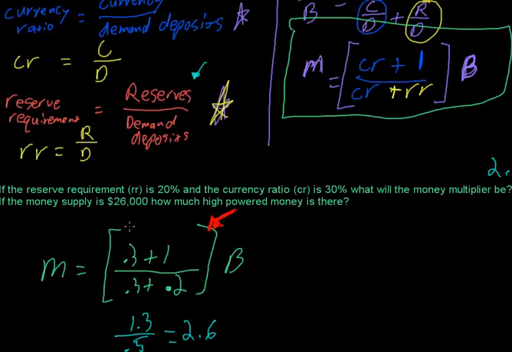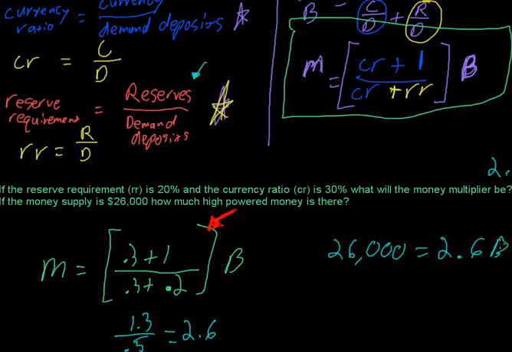Okay, so if the money supply is $26,000, and obviously it's going to be a lot more than that, but I just wanted to keep the math simple, how much high-powered money is there? So we know that the money multiplier is 2.6, and we know that the money supply is 26,000. So we have 26,000 is equal to 2.6 times B.